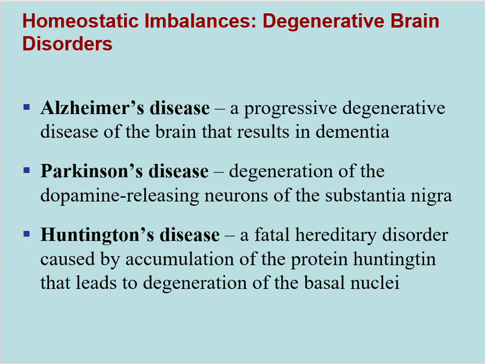Other homeostatic imbalances include degenerative brain disorders. So you have Alzheimer's disease. This is a progressive degenerative disease of the brain that results in dementia. Parkinson's disease, a degeneration of the dopamine-releasing neurons of one of the basal nuclei, the substantia nigra. And Huntington's disease, which is a fatal hereditary disorder caused by the accumulation of the protein called huntingtin, and that leads to the degeneration of the basal nuclei that help with certain types of motor movement.